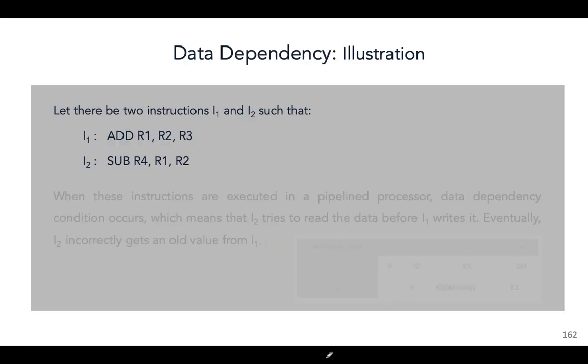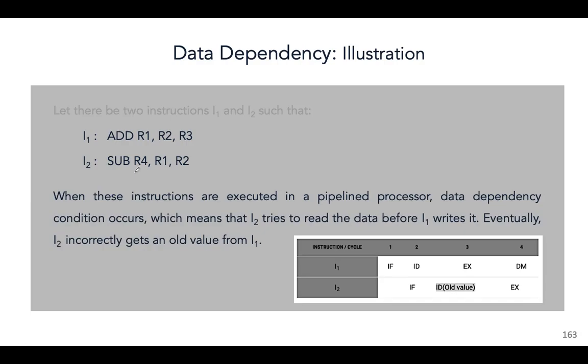Now, there is an example of such a condition of data dependency. Consider we have two instructions. One is add, one is subtract. The contents of R2 and R3 are added and moved to R1. In instruction 2, the contents of R1 and R2, again the same R1, are subtracted: first something is added to R1, and then that content is taken and something is removed from it, and the result is stored into R4. When these instructions are executed in a pipelined processor, a data dependency condition occurs, because I2 tries to read the data before I1 writes it.